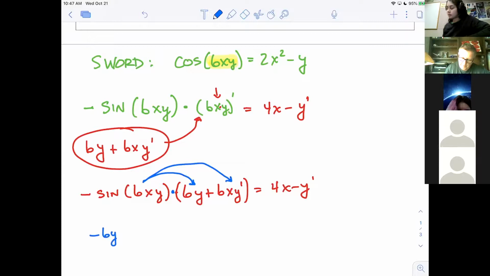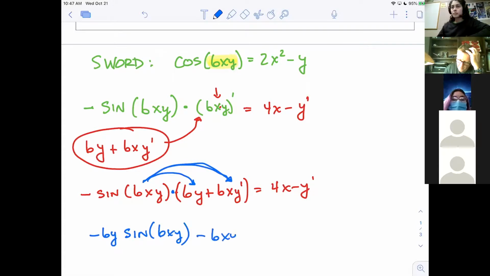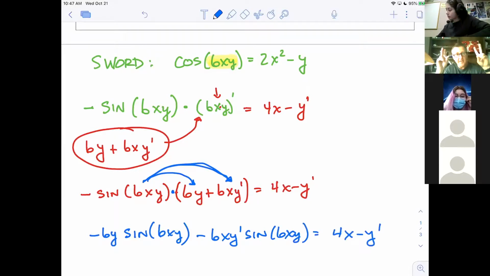So if I multiply 6y times the sine of 6xy, there's that. And then I do it yet again, multiplying by 6xy prime, and I get negative 6xy prime times the sine of 6xy. Doesn't it feel like you must be doing something wrong? Like this is getting worse, it's getting terrible. And so now that I've done the multiplications, now I'm free to do the additions.